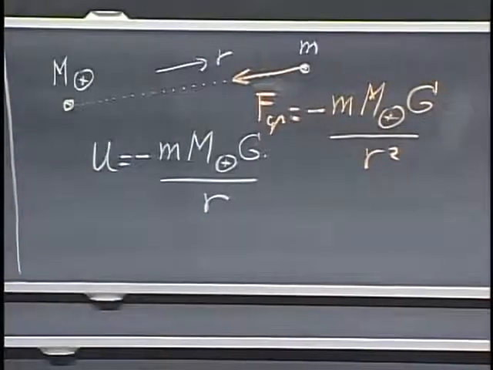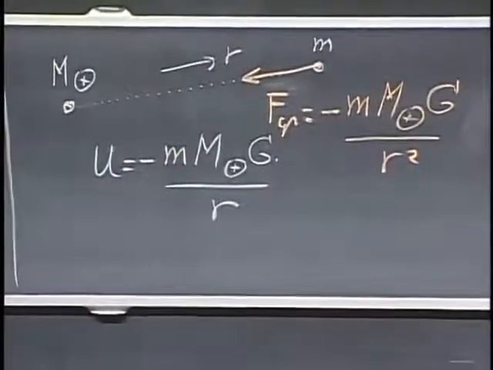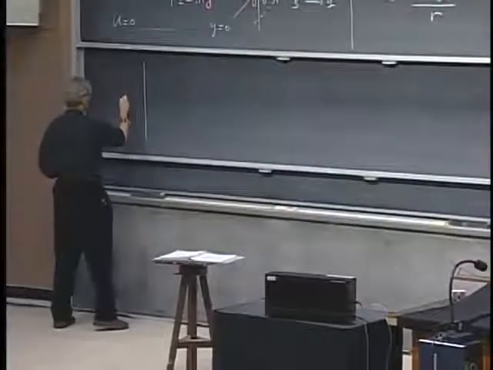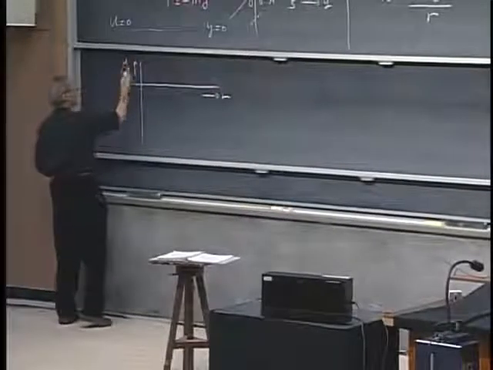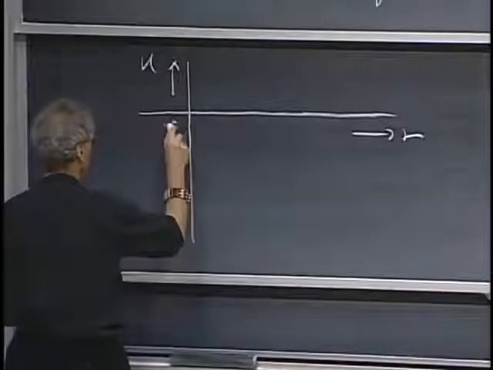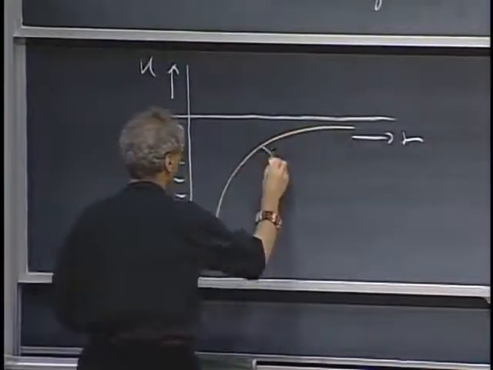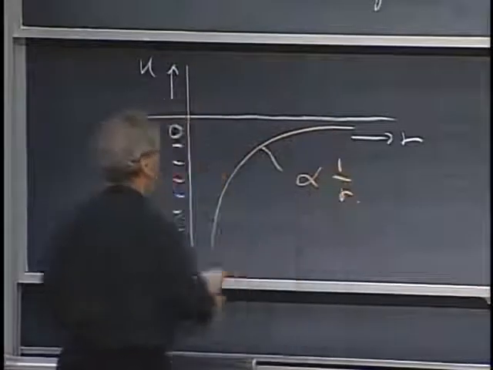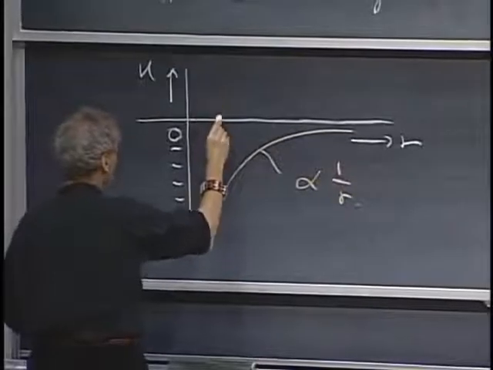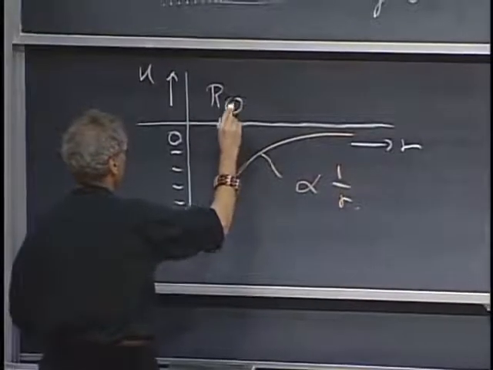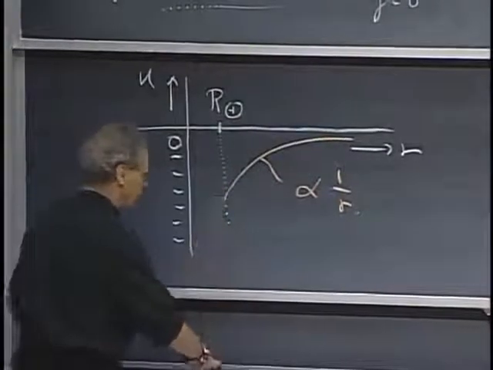And if you plot that, the plot goes sort of like this. This is r. This is increasing potential energy. All these values here are negative. And you get a curve which is sort of like this. This is proportional to 1 over r. Now, of course, if the Earth had a radius which is this big, then, of course, this curve does not exist. It stops right here.